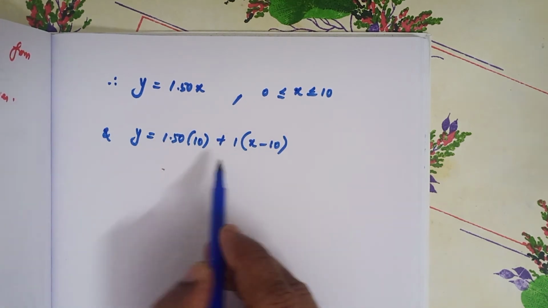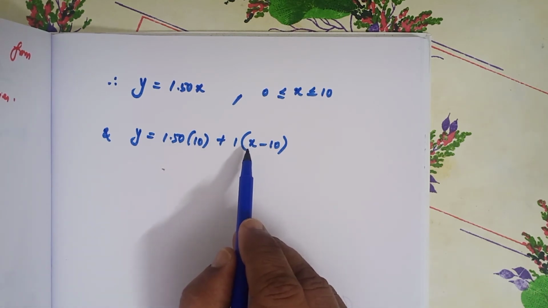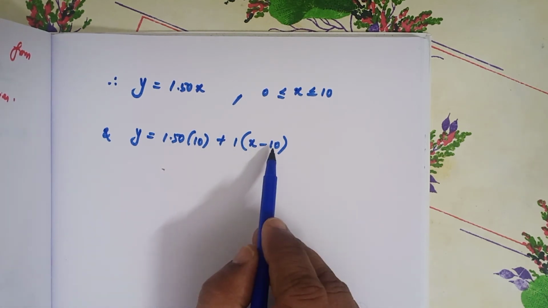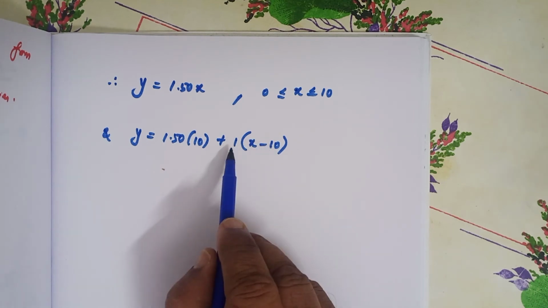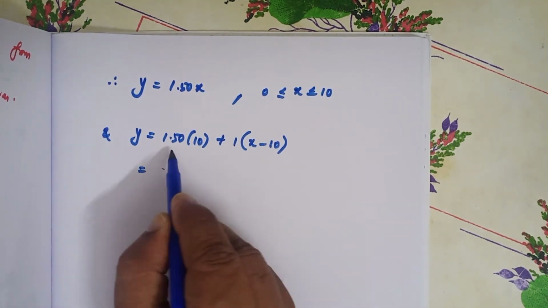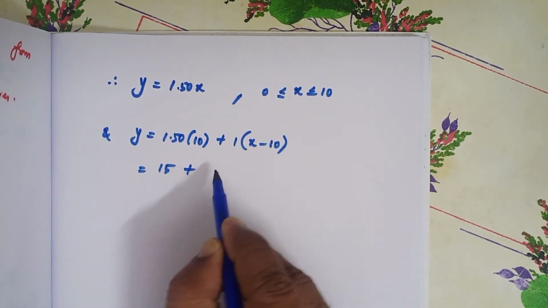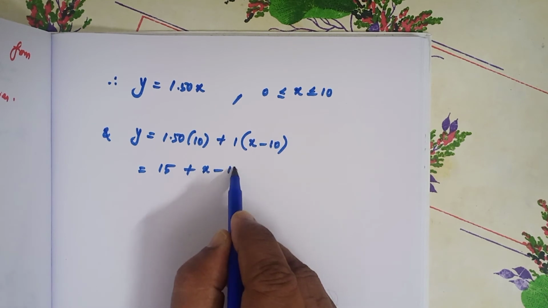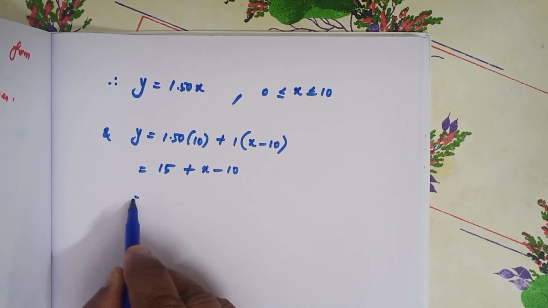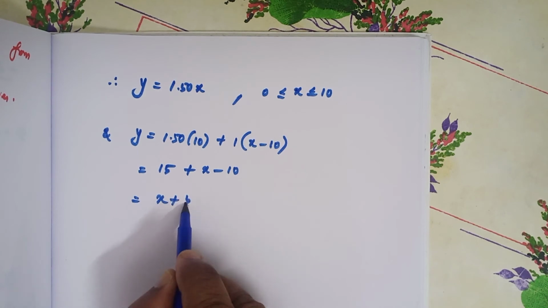You can find out here. 10 into 1.5, that is 15. x is equal to 11, number of copies 11. 11 minus 10 is equal to 1. 1 into 1 is 1. So 15 plus 1, 16 rupees. We can simplify here. 1.50 into 10 is equal to 15, plus 1 into x minus 10, that is x minus 10. That is equal to x, 15 minus 10, that is equal to 5.